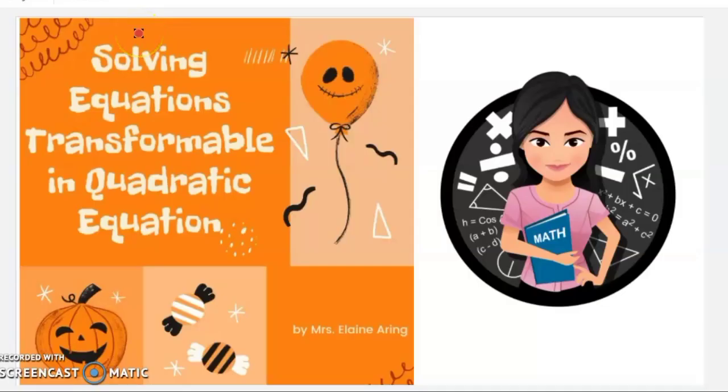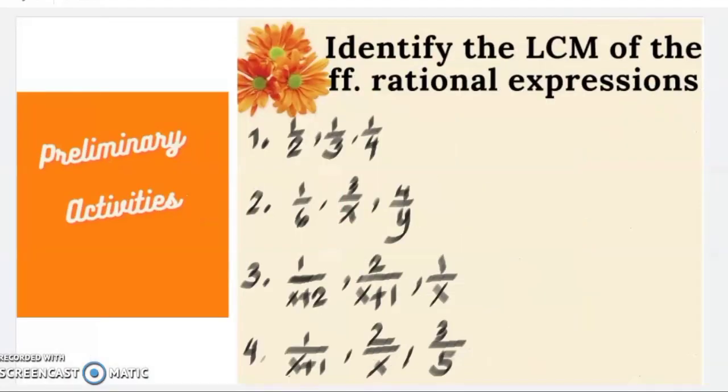Good day, class! So today, we are going to solve equations transformable in quadratic equations. There are equations that may appear not quadratic in form, but when analyzed and simplified, they can be transformed into quadratic equations. Before we begin with our lessons, let's have some preliminary activities.